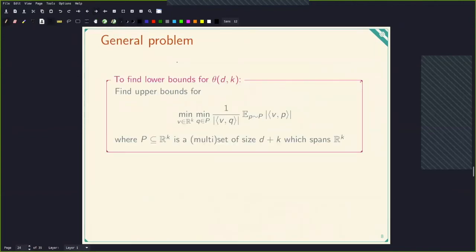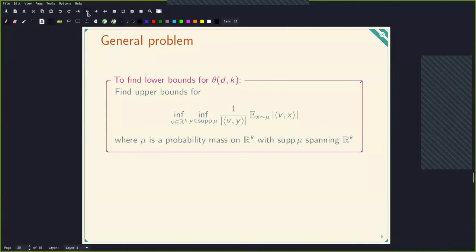So now what's going on in general? Well, we only did it for k equals 2, but the moral of the story continues. We can play exactly the same game of optimizing over the kernel, except now the kernel is k-dimensional. So in order to find lower bounds for theta d,k, so that's k extra vectors in R to the d, we get this problem right here where we have some arbitrary multiset of size d plus k, which spans R to the k, that's all we know about it, and we want to minimize over linear forms of this expression right here.